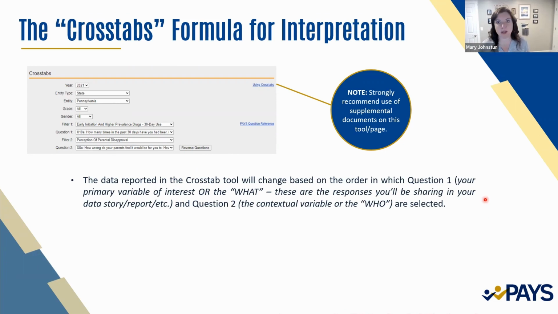Again, your question 2 is your who, and your what is question 1. In the order I have placed here, my who is students whose parents feel it's not wrong at all to use alcohol or feel it's very wrong to use alcohol. My what is 30-day alcohol use. Did they actually use? If I switch those, my who would become alcohol users or students who didn't use alcohol. And then of those students who either did or did not use alcohol, my what would be what their parents thought about their child drinking underage.